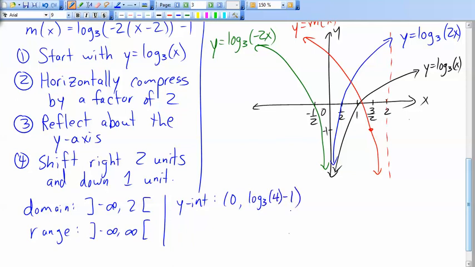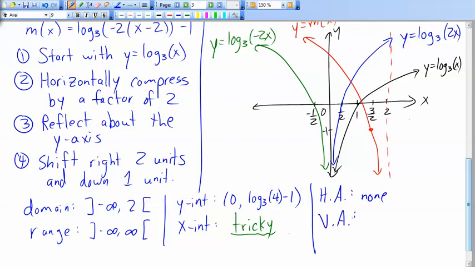A perfectly good number. For the x-intercepts, well, that's kind of tricky. We're going to talk about that a little bit later. We need to know how to solve a logarithmic equation. We don't know now, but we will figure it out soon. So don't worry, we'll eventually talk about that. The horizontal asymptote, there is none. And the vertical asymptote, well, we can see it at x equals 2.